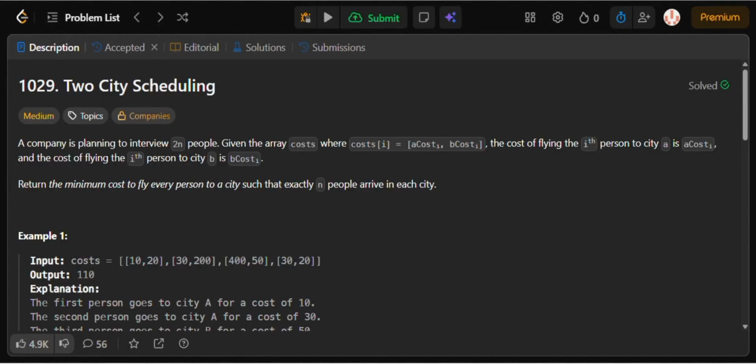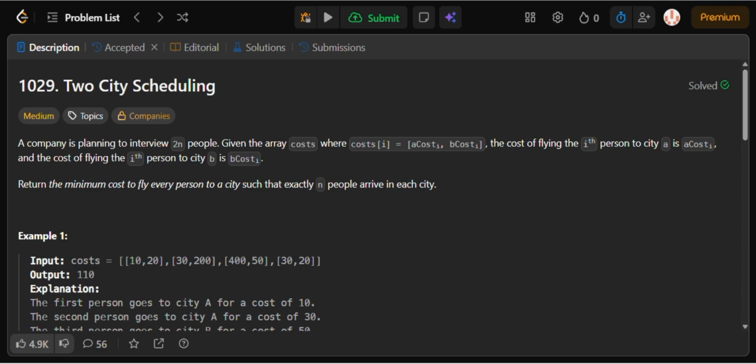Today we're solving LeetCode 1029, Two City Scheduling. This is one of those interview problems that looks complicated at first because there are so many possible ways to assign people to cities. But once you discover the key insight, the solution becomes surprisingly elegant. By the end of this video, you'll understand not only how to solve the problem, but more importantly, how to think like an interviewer. So let's get started.